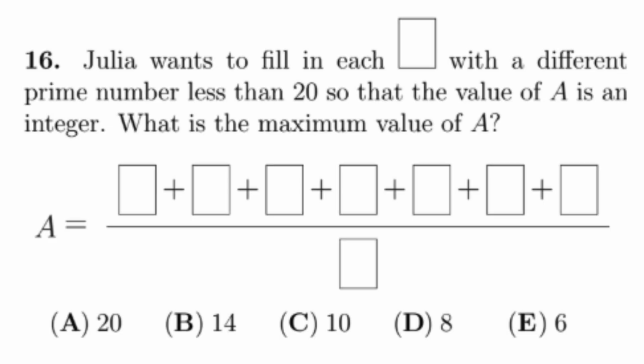Number 16. Julia wants to fill in each box with a different prime number less than 20, so that the value of A is an integer. What is the maximum value of A?